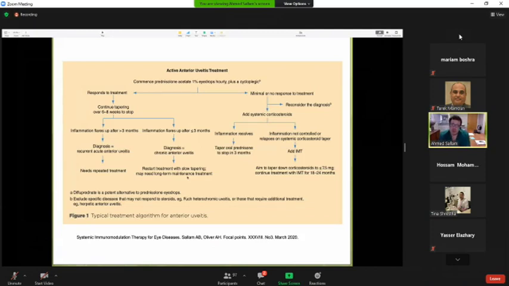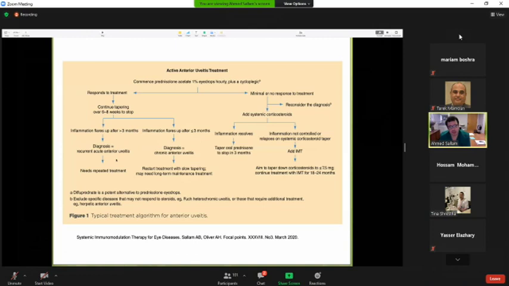So this is a nice algorithm, or I hope it's a nice algorithm that we put together. So if you have a patient with anterior uveitis, we give them a 6 weeks course. We give them cycloplegic if there's severe pain and severe reaction for a few weeks, and then we stop it. Then usually we go for 6 to 8 weeks. If inflammation flares up after more than 3 months, that's a recurrent anterior uveitis, recurrent acute anterior uveitis, and they need repeat treatment.